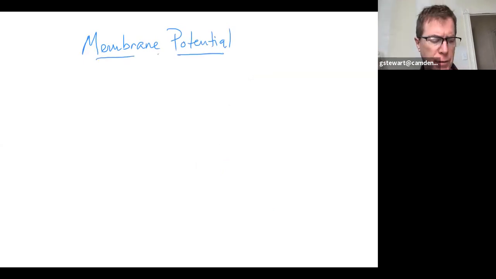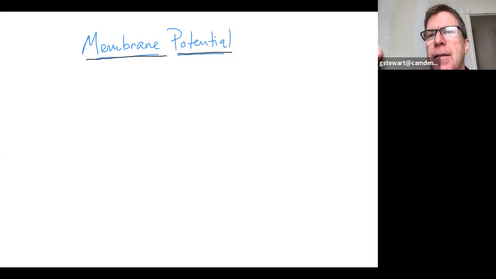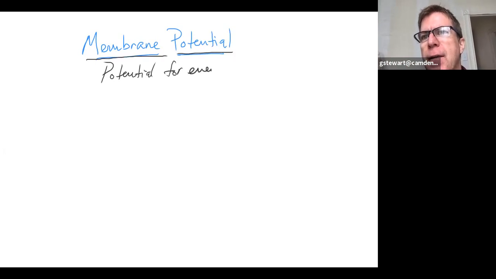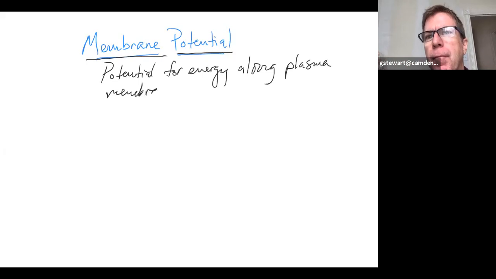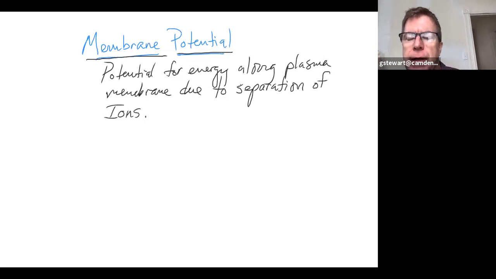This term, membrane potential. Due to the transport of certain things across a plasma membrane, this term, membrane potential, literally means the potential for energy along the plasma membrane due to separation of usually ions of some sort. That's sort of a mouthful.